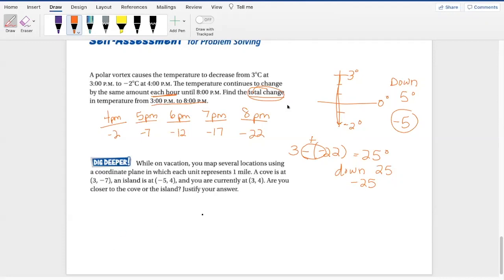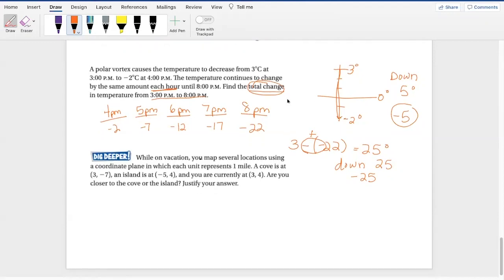All right, and then our last one. While on vacation, you map several locations using a coordinate plane. So we're going to have to make a coordinate plane here. Each unit represents 1 mile. So a cove is at 3, -7.